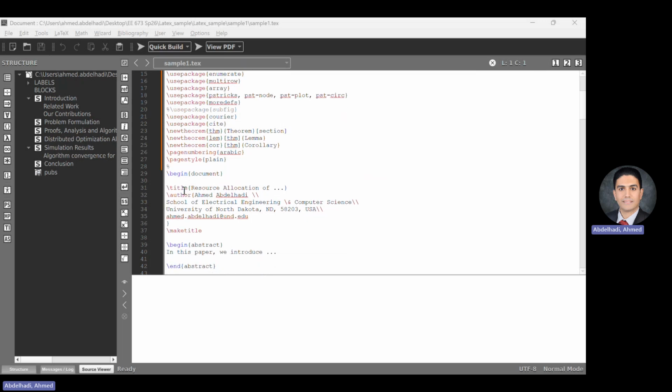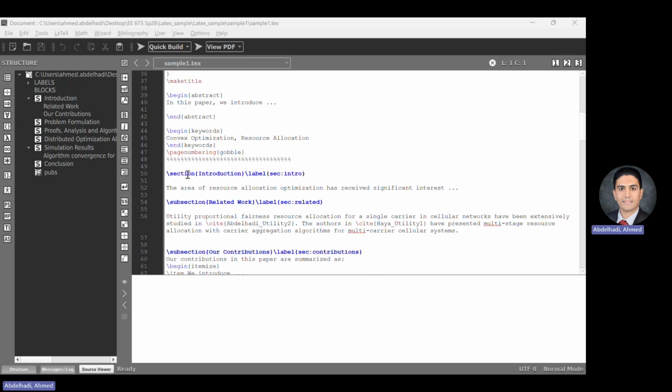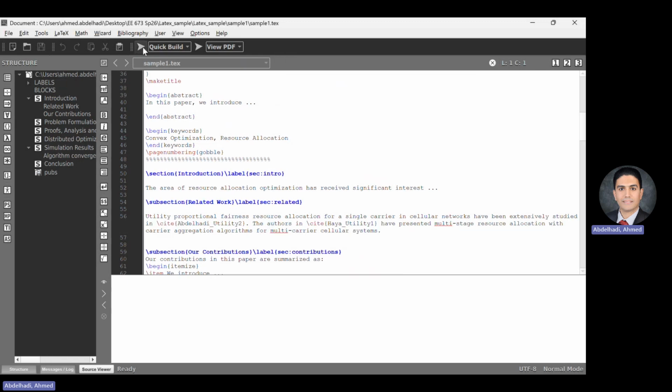And then you have the title and also the author. This is the affiliation. And then you have the abstract, begin and end abstract, basically start and end abstract. Then you add some keywords for your project. Then you have sections. These sections differentiate between different parts of the paper. Inside the section, you can have a subsection, and you can also add different labels to these sections. So let me run it so you can see what the output looks like.